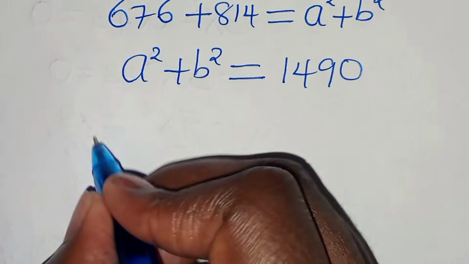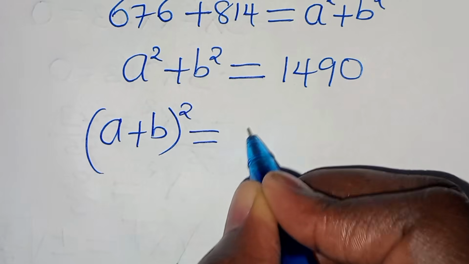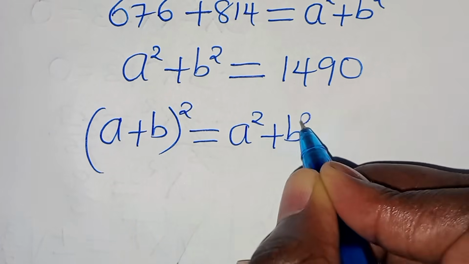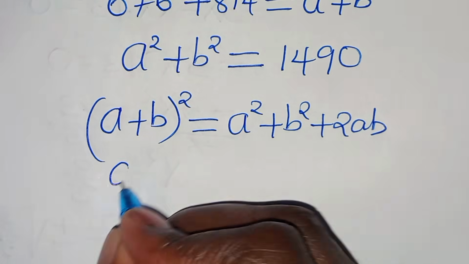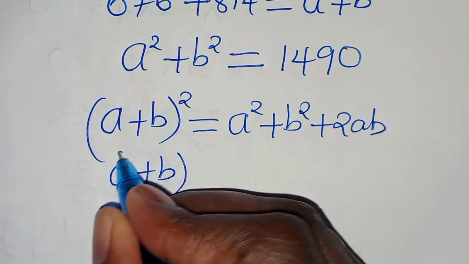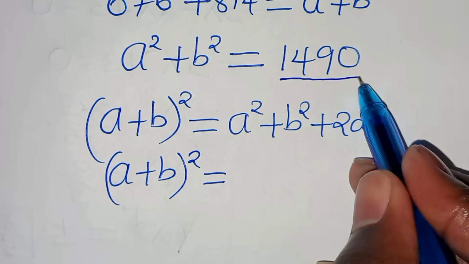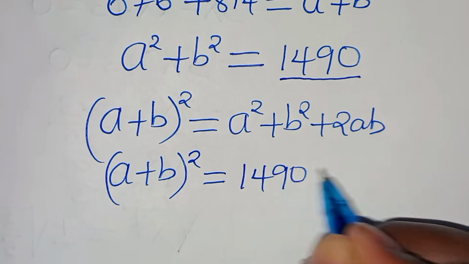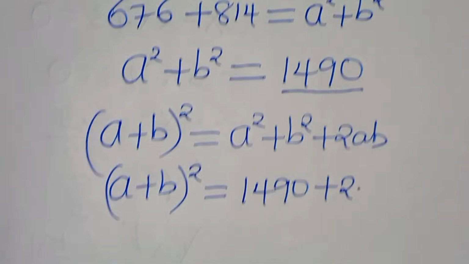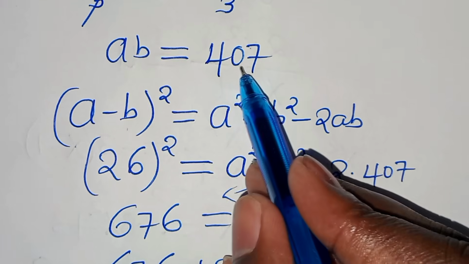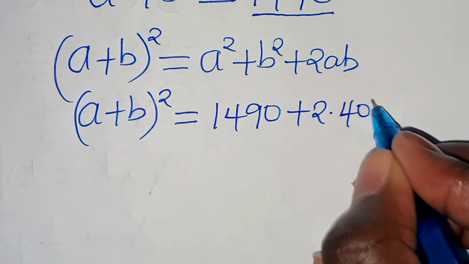The next step is that we have a plus b raised to the power of 2. This is equal to a to the power of 2 plus b to the power of 2 plus 2ab. So here we have a plus b raised to the power of 2 equal to a squared plus b squared, this is 1490, so we have 1490 then plus 2 times a times b. Remember, ab is equal to 407. Let's substitute 407 here, so we have 2 times 407.